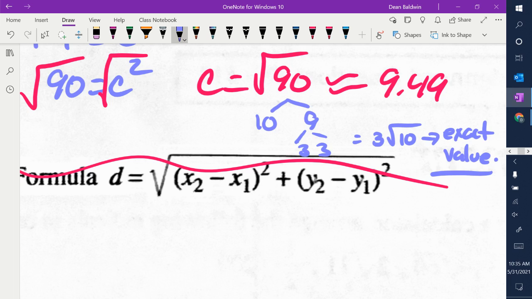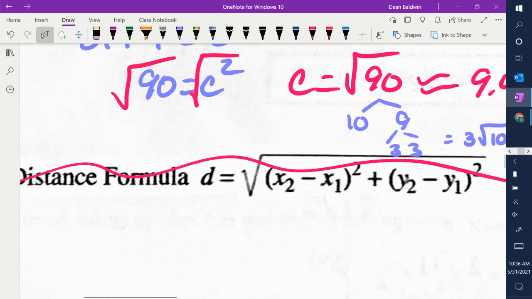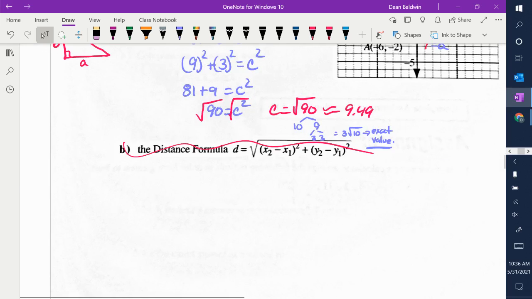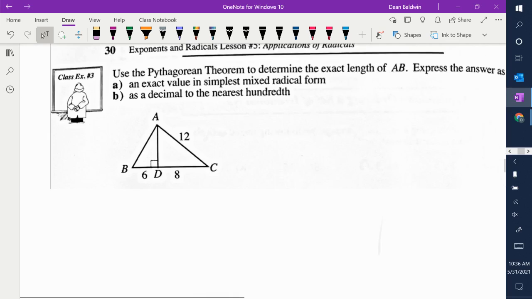And the 9.49 is you've rounded off. Okay? That's why I do the wavy equal sign. So it's an approximate value. I will probably ask for both. So you get half mark for this, half mark for that. Is there any questions about that? All right, we got one more question to do from this lesson, and then we're done this lesson. So flip the page, please.